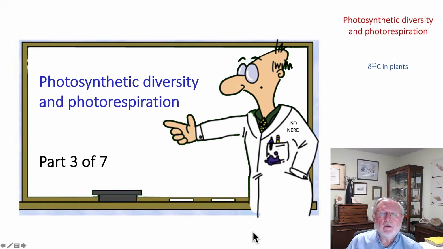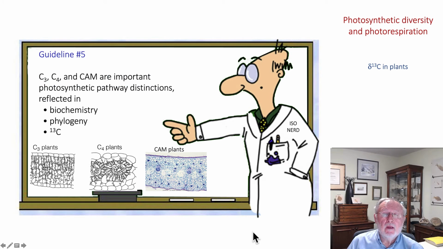Here in part 3, let's talk about photosynthetic diversity and a process known as photorespiration. Guideline number 5. C3, C4, and CAM represent 3 distinct photosynthetic pathways, and there are important distinguishing features in them associated with biochemistry, with phylogeny, and with the carbon isotope ratio value that we detect.